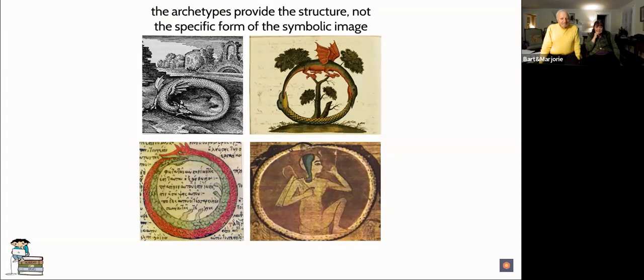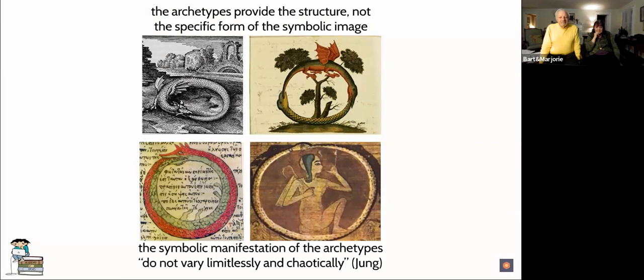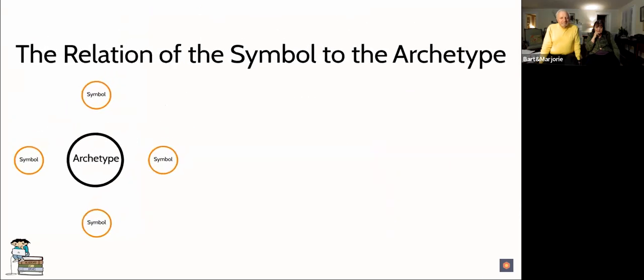The specific form the images take differ from culture to culture and even individually. However, as Jung stated in the passage just quoted, the symbolic manifestation of the archetypes do not vary limitlessly and chaotically. Therefore, as one takes note of and reflects on the symbols as they are manifested in consciousness, knowledge of the archetypal structure of the mind can be obtained. Erich Neumann describes the role of the symbol in producing knowledge of the archetypes in the following way.